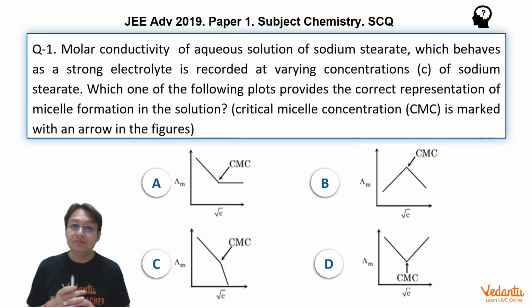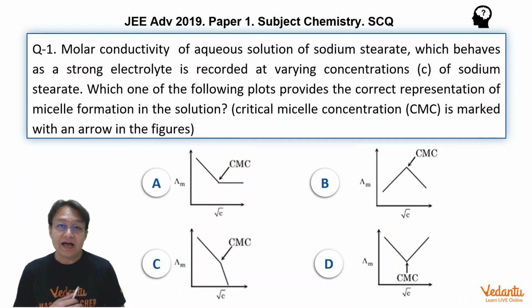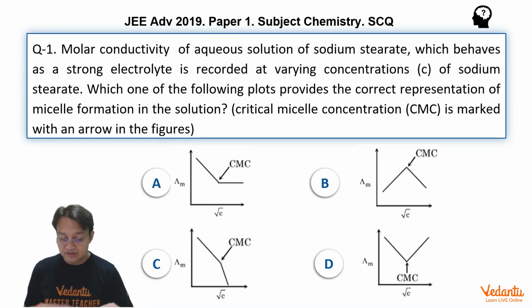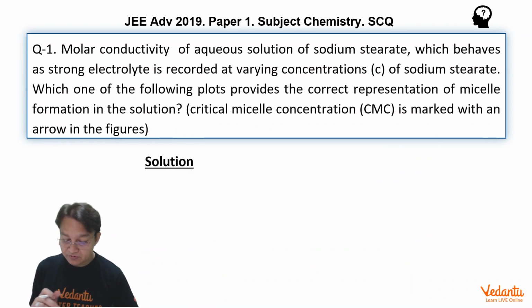In this problem, the variation of molar conductance of a solution of sodium stearate is asked, how it varies with the square root of C. Four options are given, and in every option the concentration CMC is marked. So the first way to approach this problem is to understand what CMC is.